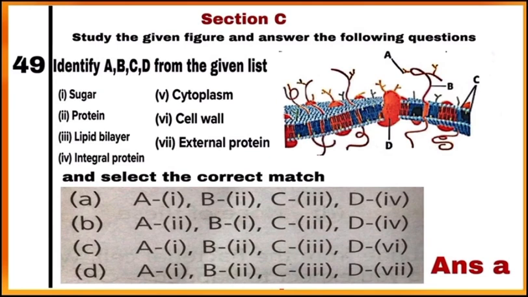Now let us do section C. Here is a case given and question number 49 to 54 are based on this case. Study the given figure and answer the following questions. Question number 49. Identify A, B, C, D from the given list. Correct option is A. A is number 1, sugar. B is number 2, protein. C is number 3, lipid bilayer. And D is number 4, integral protein.